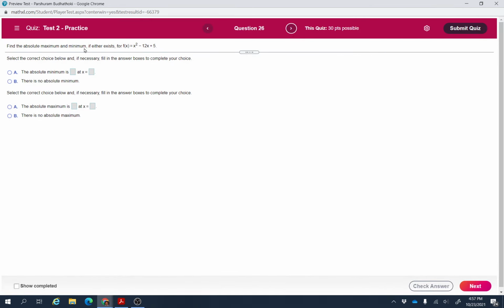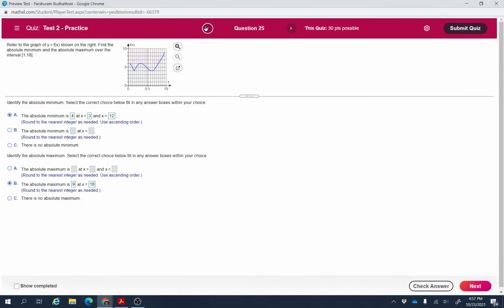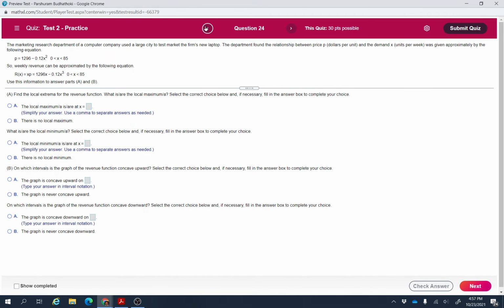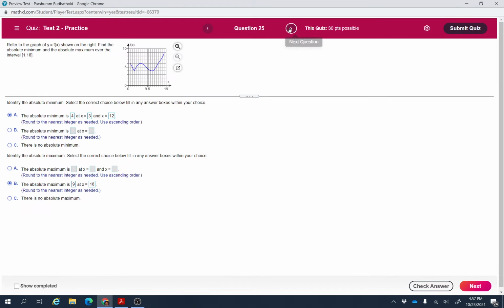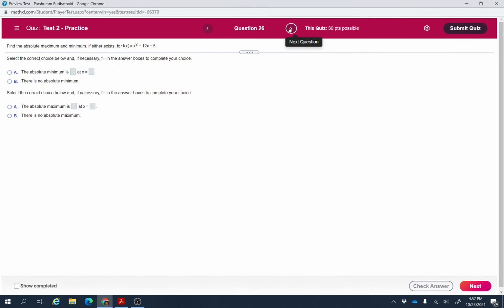Find the absolute maximum and minimum value of this function. This is exactly the same problem we did before. For finding the absolute maximum or minimum, you can find the critical numbers, and then find the value of the function and the second derivative of the function at those critical numbers. And one more thing you have to keep in mind, this is a parabola. A parabola has either an absolute maximum value or an absolute minimum value.